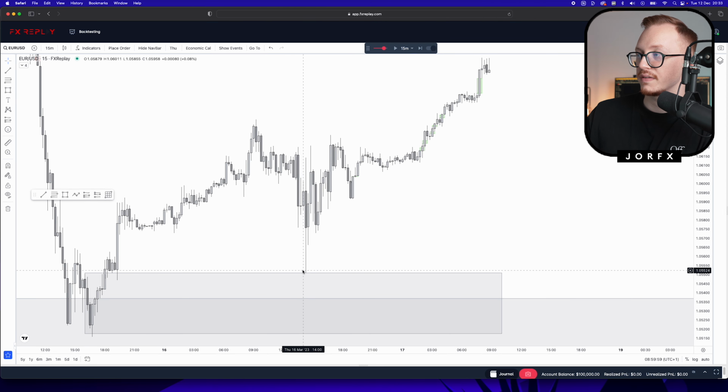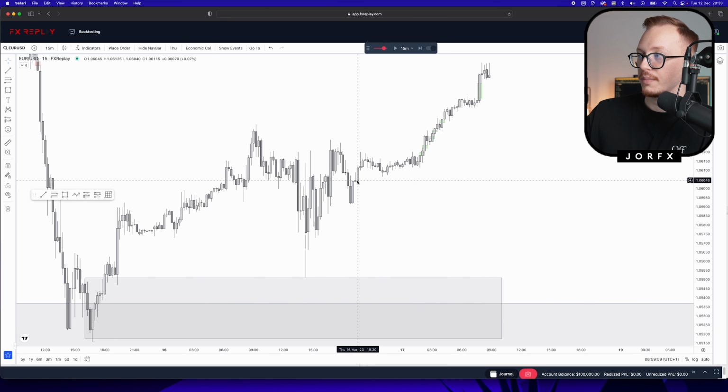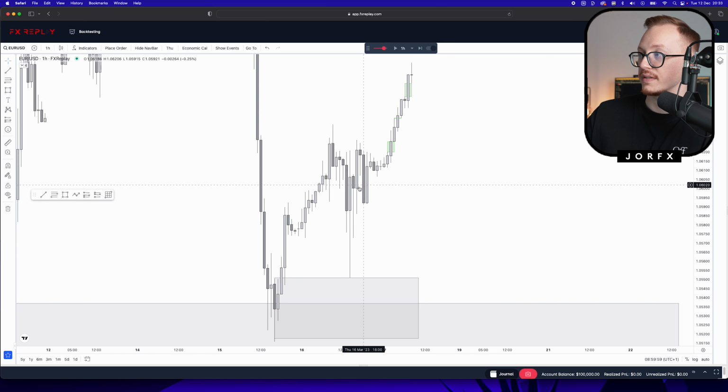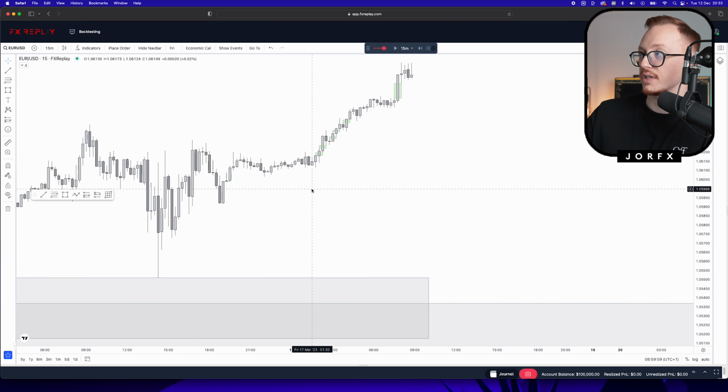We tapped into the order block right here. We had a massive reaction upwards. We created a lot of fair value gaps that were filled. Of course, unfortunately we missed those. Then we came down right here. We created a fair value gap. Again, reacting to this order block that was created on the 1 hour, as we can see right here. And that was our entry, just a 1/2.